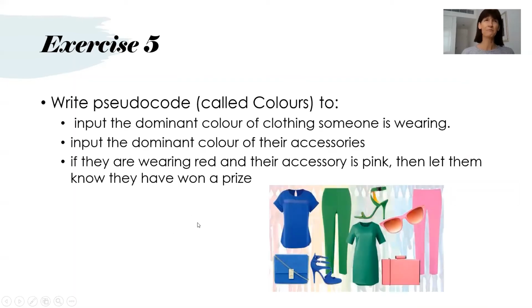Exercise 5. Another practice example. Write pseudocode called colors to input the dominant color of clothing someone is wearing. Then input the dominant color of their accessories. If they are wearing red and their accessory is pink, then let them know they've won a prize. Please pause the video. I'm going to show you the solution now.